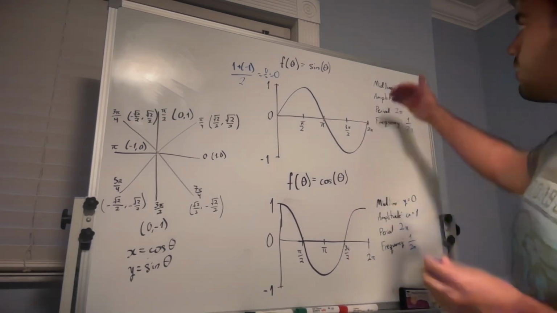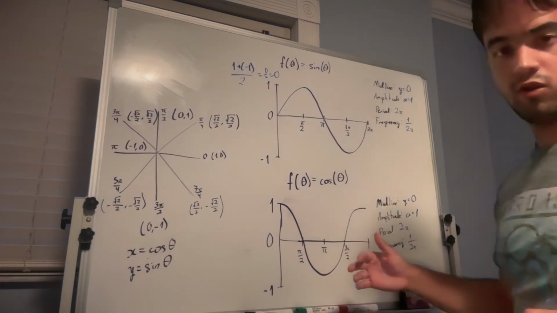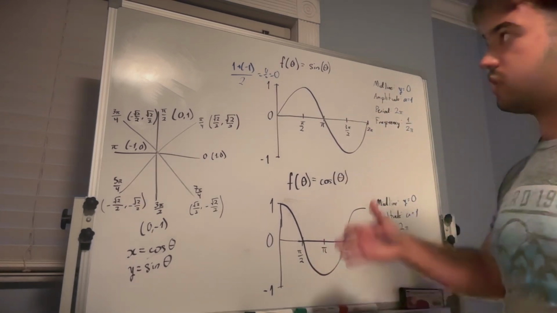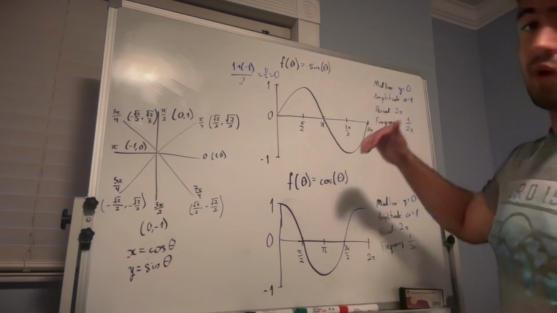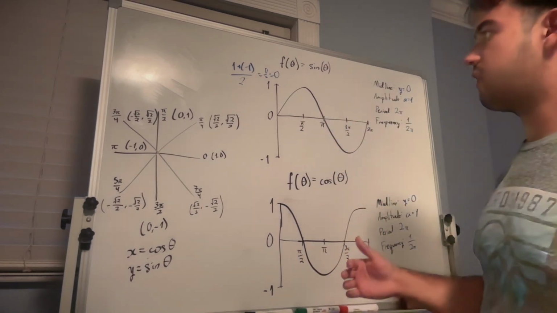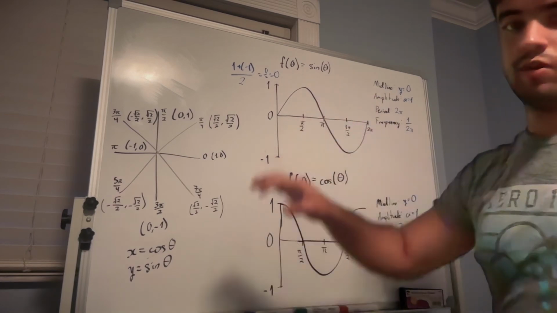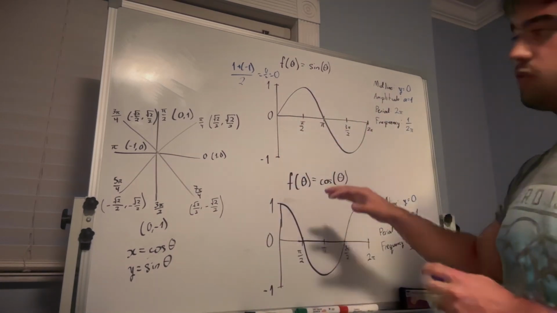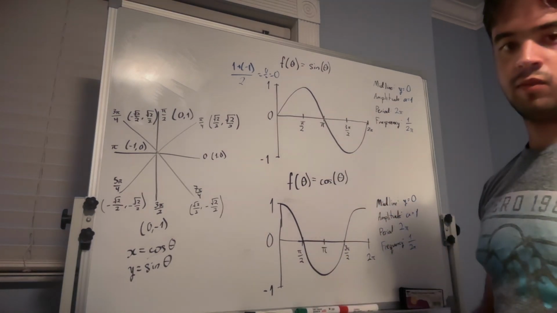So these characteristics of sine and cosine, you'll see, are literally the same. And we're going to see why in a moment. But this is essentially why these two functions are called sinusoidal functions, because they behave like the sine function. So now I'll show you how we can alter these functions and what it means to alter them.